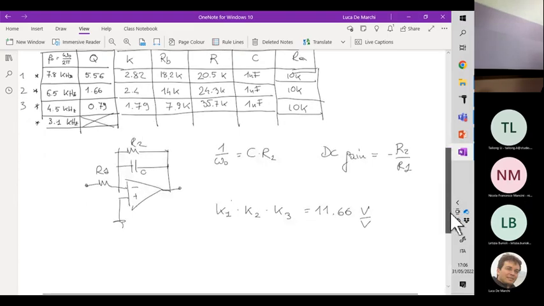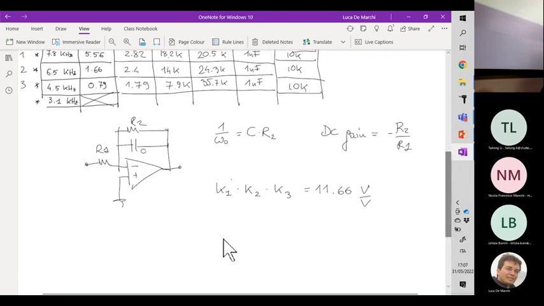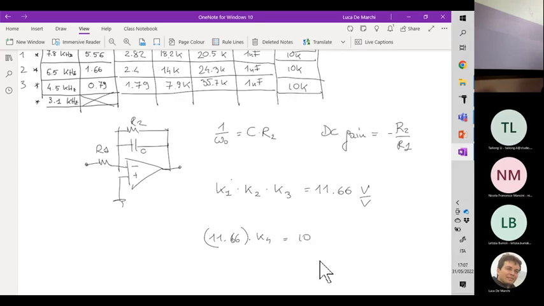So the gain of the fourth stage multiplying the gain accumulated in the previous stages should be equal to 10. So basically, the gain of the fourth stage will be 10 over 11.66. This should be equal to R2 over R1.